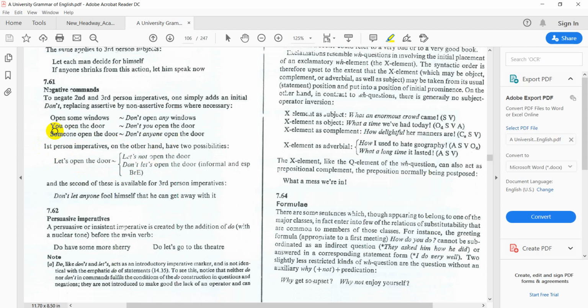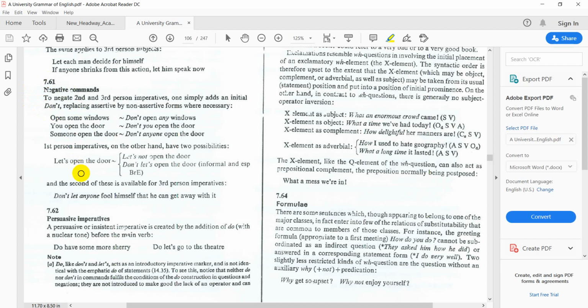Okay. First person imperatives, on the other hand, have two possibilities. You know what the first person is: it is I or we. And as I told you, we have to take it in the objective case. So the first person imperatives have two possibilities if we want to negate them.